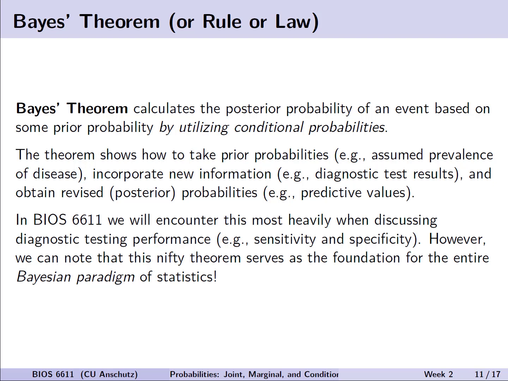What it does is calculate what we call the posterior probability of an event based on some prior probability by utilizing those conditional probabilities we introduced and discussed briefly before. The theorem shows us how to take the prior information or expectations we have, for example the assumed prevalence of a disease such as COVID-19, incorporate some new information, maybe a quick diagnostic assay to see if someone is positive for COVID-19, and then obtain a revised posterior probability, which we might also call a predictive value or predictive probability.